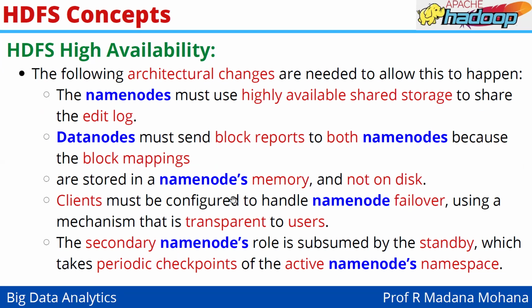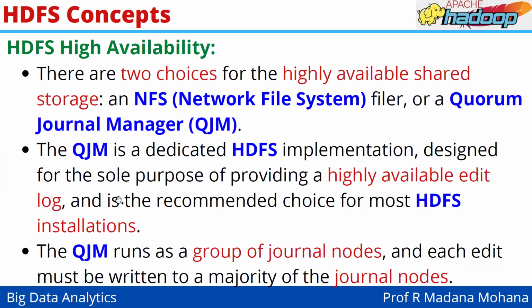Clients must be configured to handle name node failover using a mechanism that is transparent to users. Then the secondary name node's role is subsumed by the standby, which takes periodic checkpoints of the active name node's namespace. These are all the architectural changes required to handle this situation through HDFS high availability.